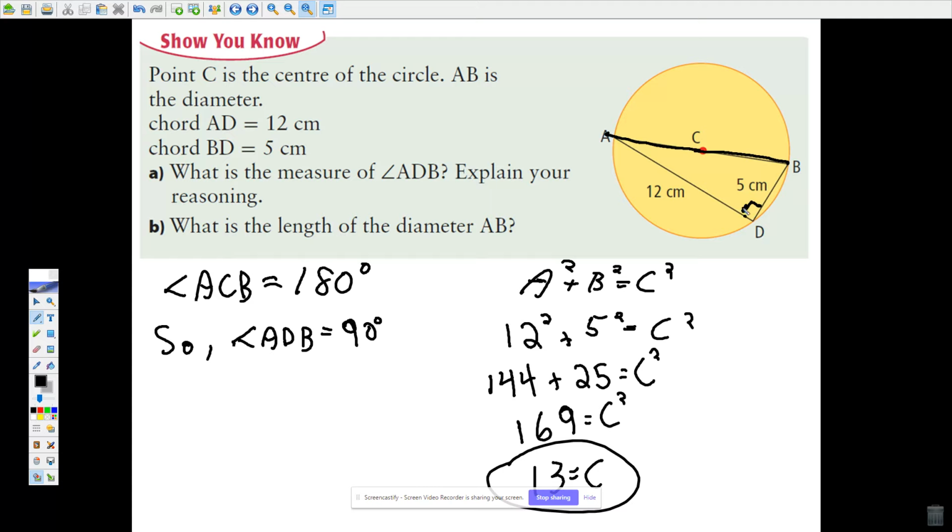If this is 90 degrees, then we have a right angle triangle here, so we can use the Pythagorean theorem to figure out the length of AB. Once again, a squared plus b squared equals c squared. And this time we're trying to find the hypotenuse, which is AB. So this is our C, this is our A, and that's our B. 12 squared plus 5 squared equals c squared. 144 plus 25 equals c squared. Add those together is 169, and take the square root of c squared and of 169, and we get c is 13.